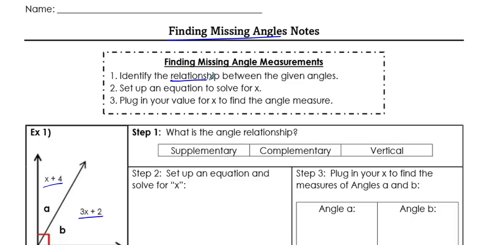So we're going to identify the relationship first. We want to think about how these two angles are related. That's going to determine how we set up the equation. Then we're going to solve for x. Sometimes you'll also need to do step 3, where you plug in your value to solve for the angle measurement. Sometimes you actually don't even need to do step 3. You'll be done just by solving for x.